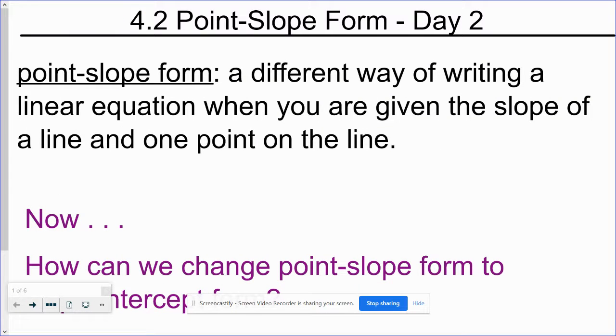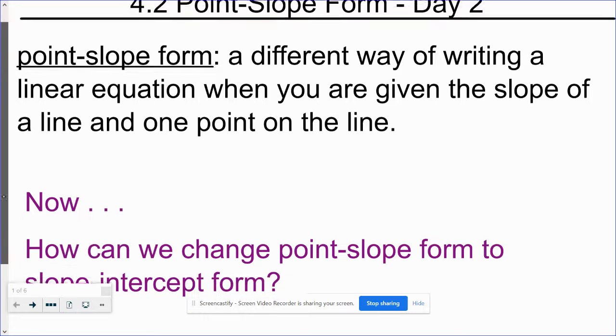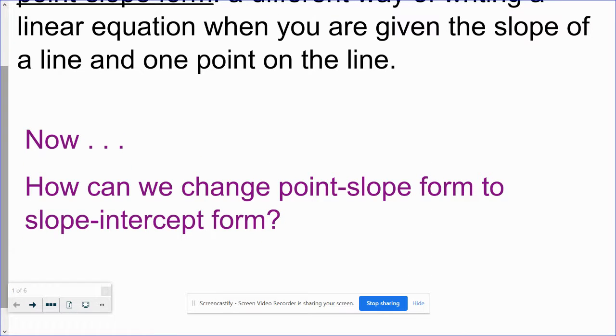Hello, algebra students. Today we are going to be continuing to work with point slope form. So we figured out how to take a point and a slope and write an equation. And that is something I really enjoy, the point slope formula. It's so nice and easy to use to actually get an equation written.